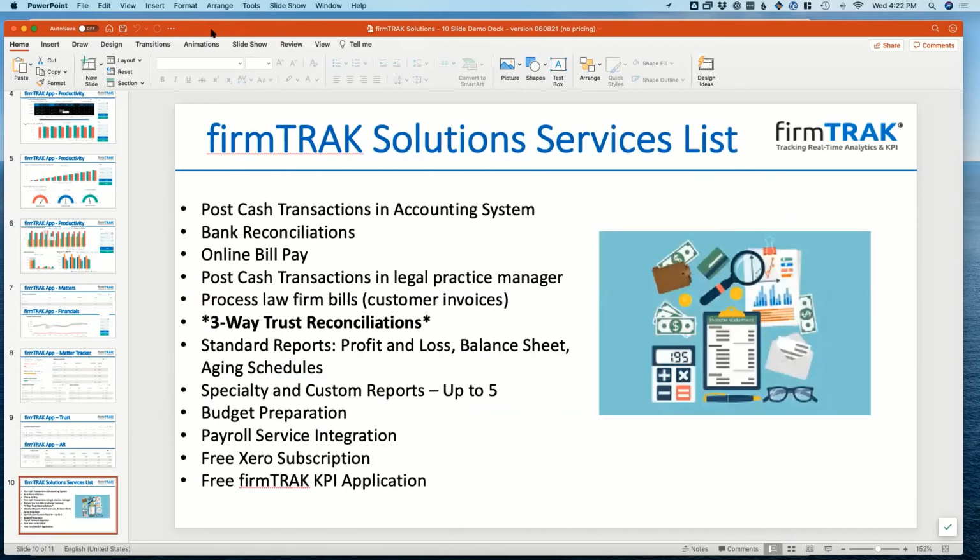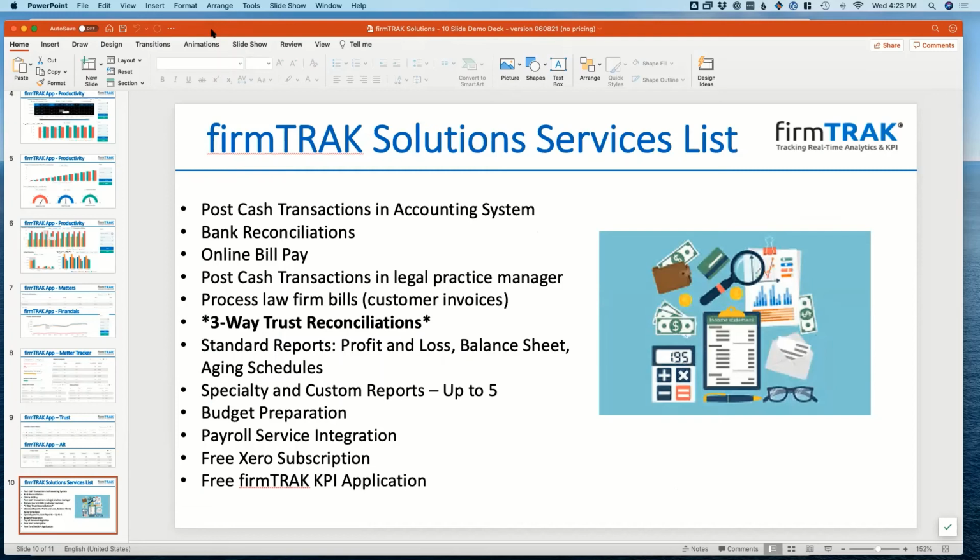firmTRAK Solutions builds upon the metrics that we've just looked at, and we provide a full bookkeeping platform that provides all of the information that you see here with a particular attention to three-way trust reconciliations. You're all aware that three-way trust reconciliations are generally mandated by each bar association within the state. Frankly, our license depends upon whether or not we can keep track of our clients' money.